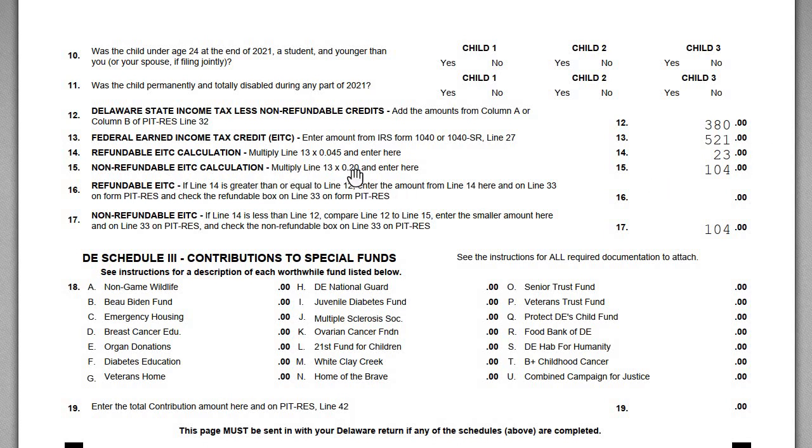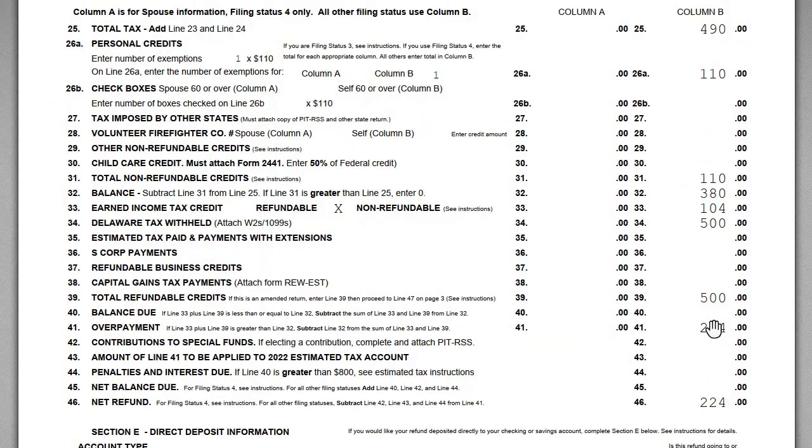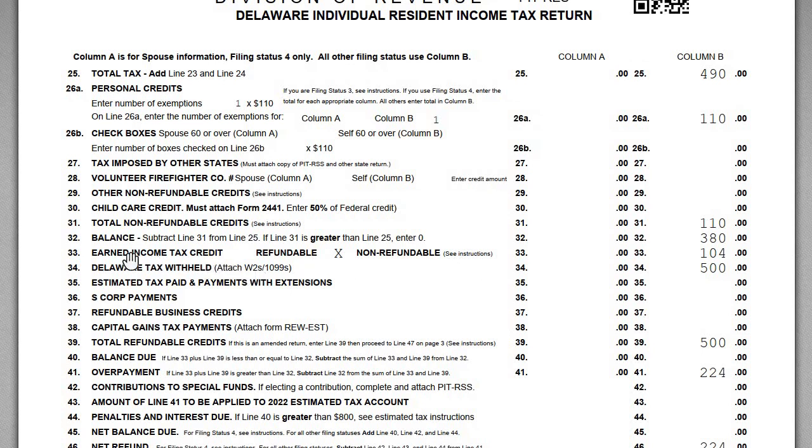The non-refundable portion is 20% of the federal, so $104 is 20% of $521. And then the refundable calculated amount is 4.5% of the $521. So that's where we arrive at the $23 amount. Now, the total non-refundable EITC here for John is going to be $104 for the tax year. Now, the $104 is then ultimately reported up here on line 33, right? So we have the earned income tax credit, non-refundable portion, $104.